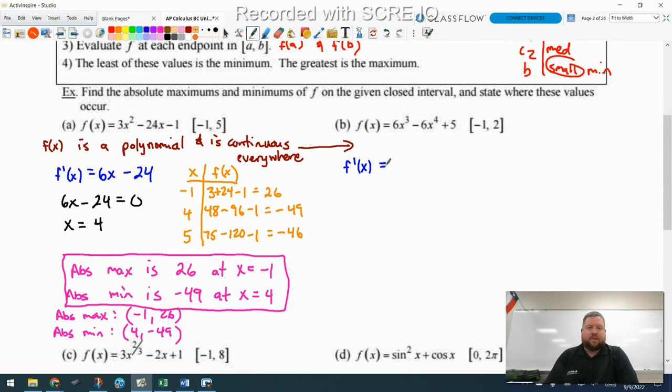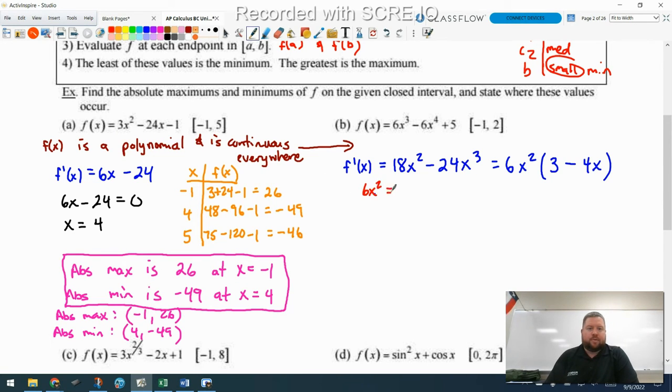So f prime of x is equal to 18x squared minus 24x cubed. All right, I can factor that. I'll just do it this way. I can take out, I think, a 6 and an x squared, and that'll leave me with a 3 minus 4x. All right, so that is equal to 0.